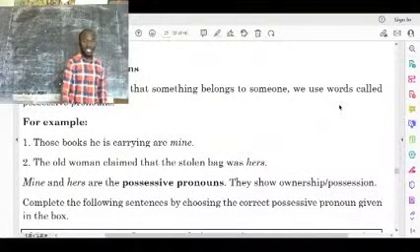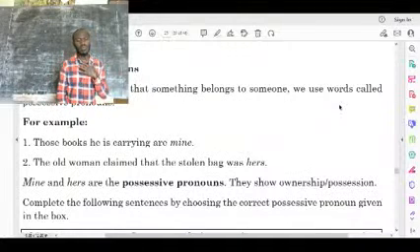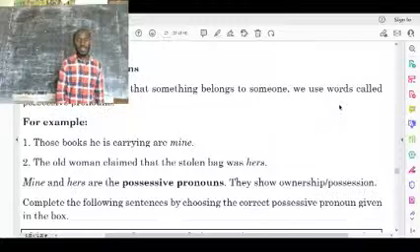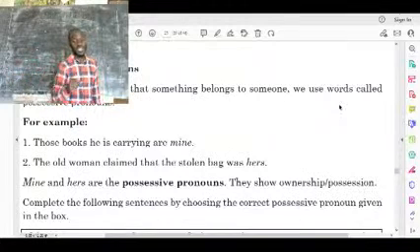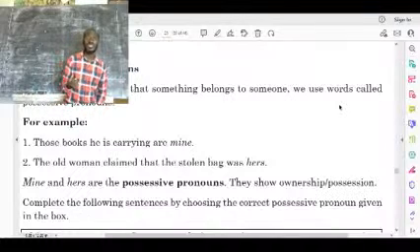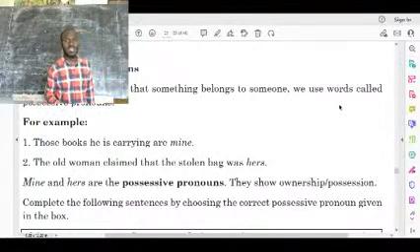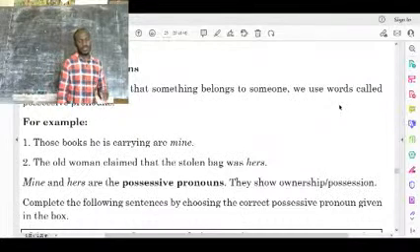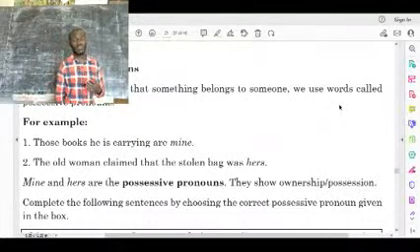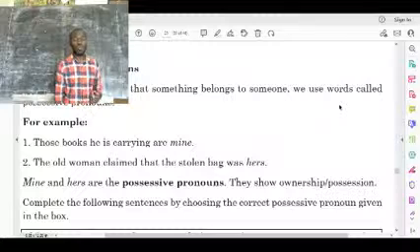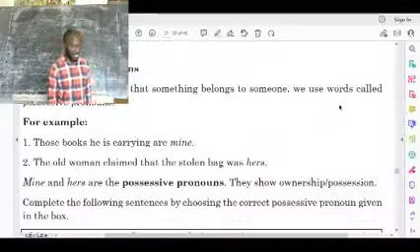Just like we are told here, when you want to show that something belongs to someone, or to something, because we also have possessive pronouns that refer to non-living things. So when you want to show that something belongs to someone, we use words called possessive pronouns. And what are those pronouns? We have some examples here.